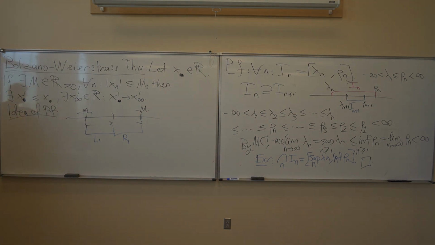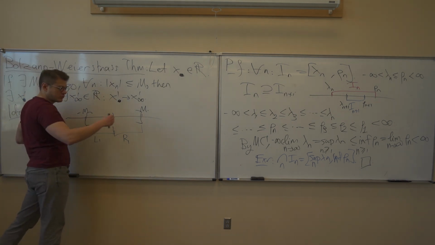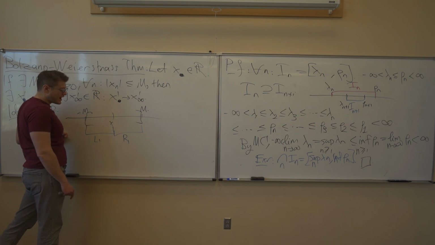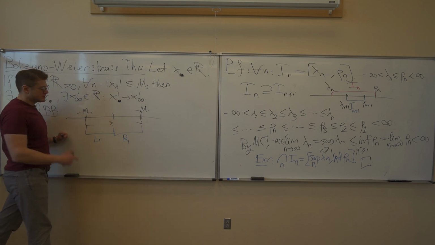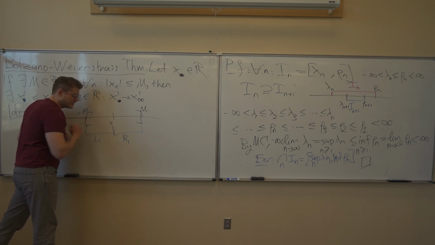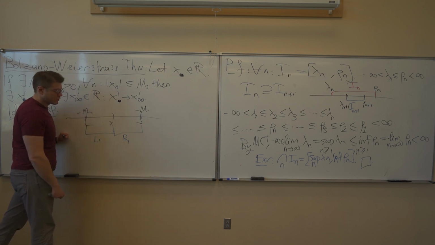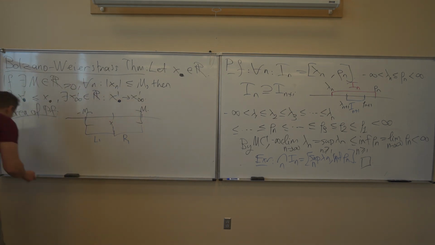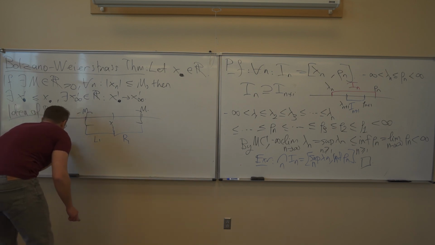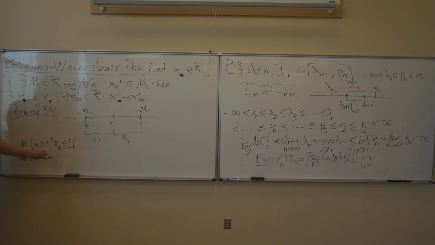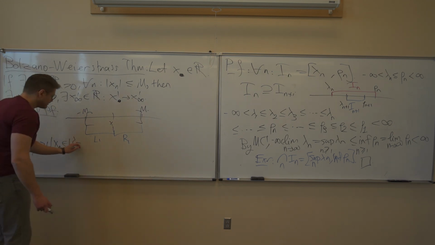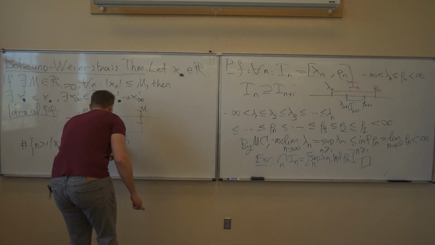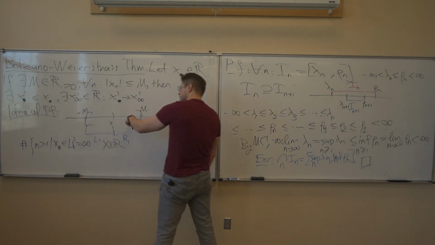Now I ask myself the following question. Look at all those times after time 1. Okay, 2, 3, 4, 5, 6, and so on. Either my sequence x bullet hits the left interval infinitely many times, or it hits the right one infinitely many times. So how can I write it? Either the number of n's after 1 such that x sub n is in L1, okay, this is a set of times, is infinity. If not this, then it has to be hitting the right side infinitely many times.